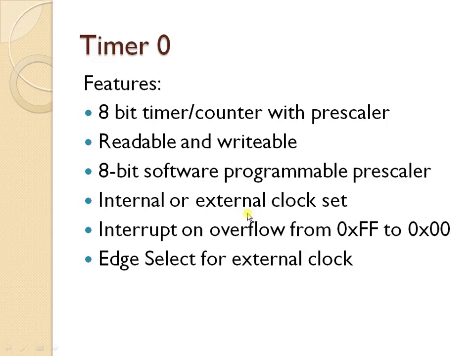If I'm giving it through an internal source, then it is considered a timer for generating some delay. If I'm giving the clock from an external source, that is through the counter pin, then it is considered a counter operation for counting external pulses. It will also generate an interrupt whenever it overflows from its maximum value to its minimum value. Since it is an 8-bit timer, its maximum value would be FF. There is also an edge select for the external clock, so we can select the type of edge for counting events.